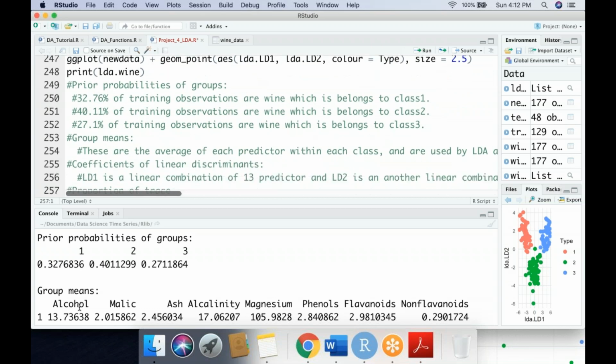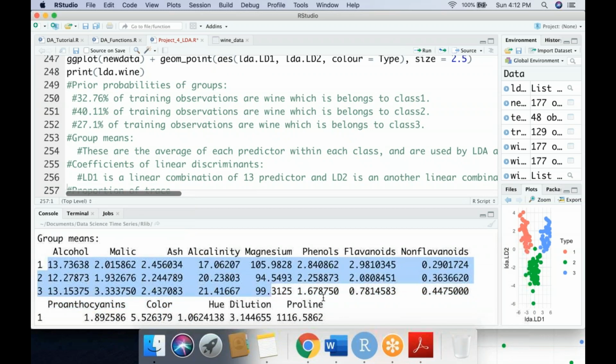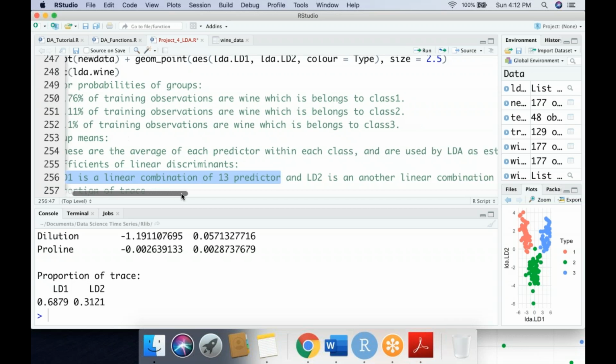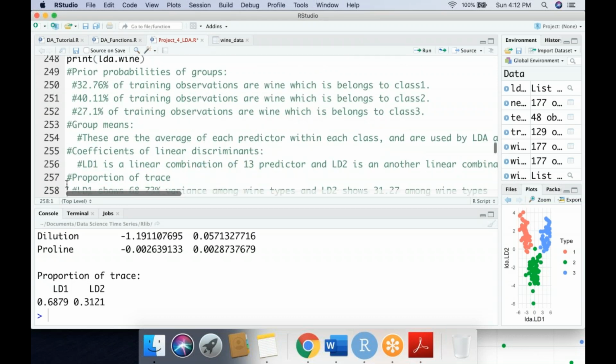Similarly, we also need to understand the group means of various predictors or contributors. These are the group means for groups 1, 2, and 3. LDA1 is a linear combination of 13 predictors, and LDA2 is another linear combination of the same 13 predictors, because we have not dropped any of the variables.